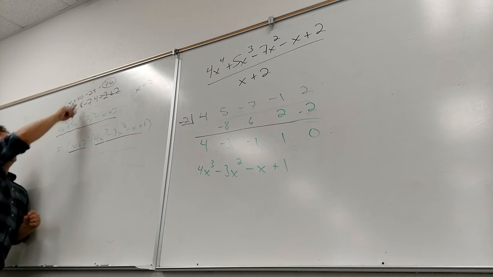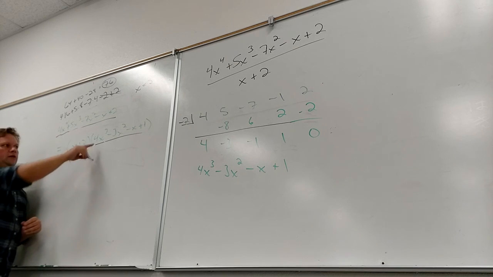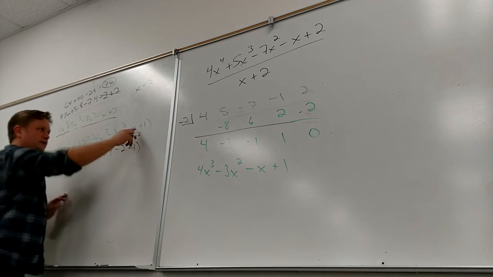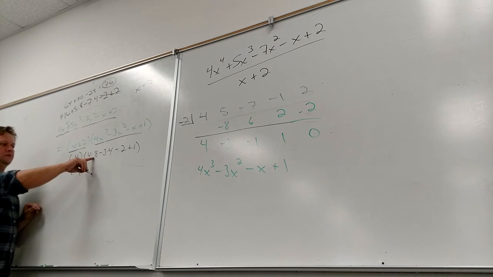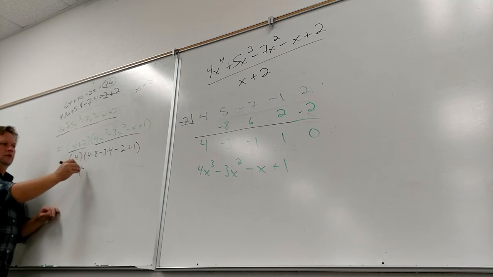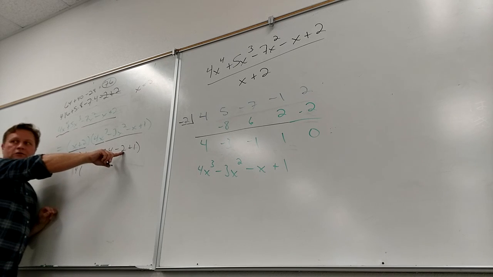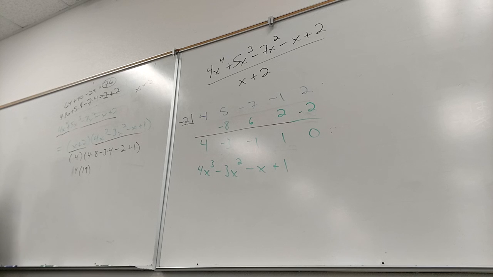So if x is 2, this is 76. If x is 2, what's this? 4. And then I get here 4 times 8 minus 3 times 4 minus 2 plus 1, because x is 2 for this whole thing, right? I could have picked 3. I could have picked 11. I could have picked 18 billion. Doesn't matter. So you're going to get 4 times 32 minus 12 is 20, minus 2 is 18, plus 1 is 19.